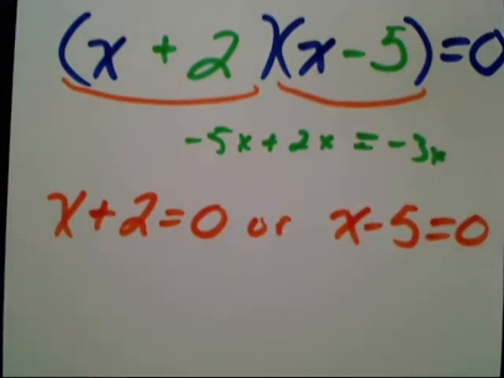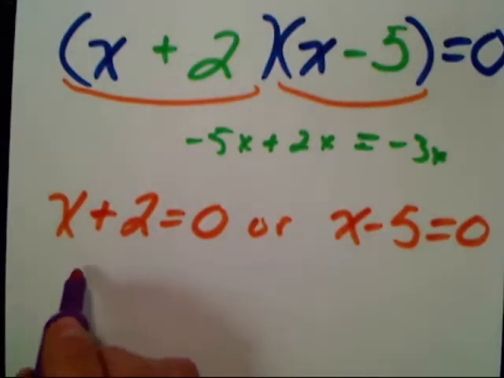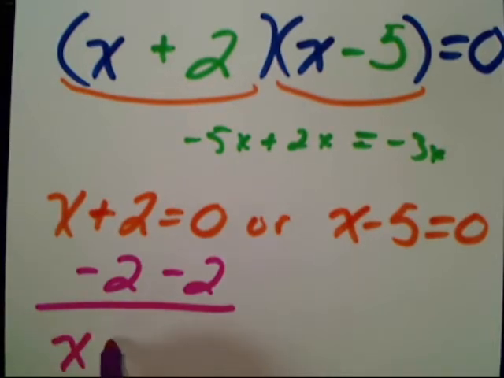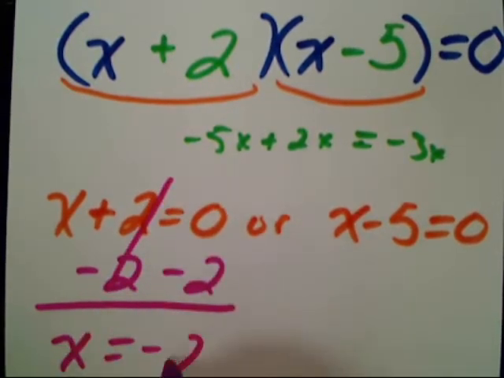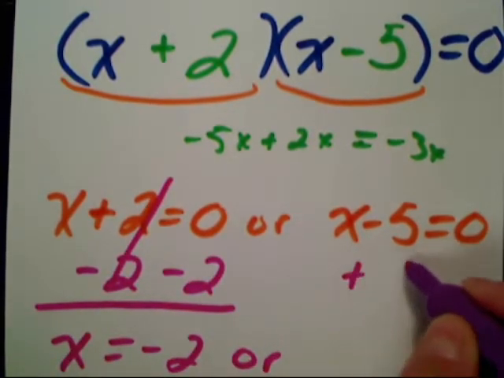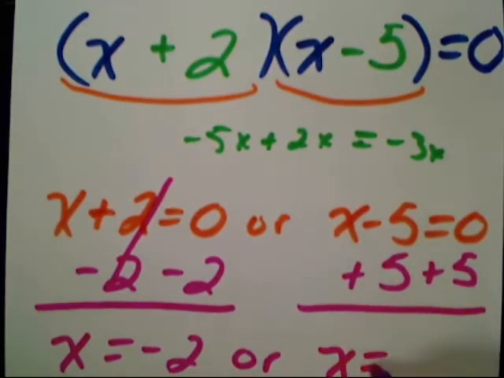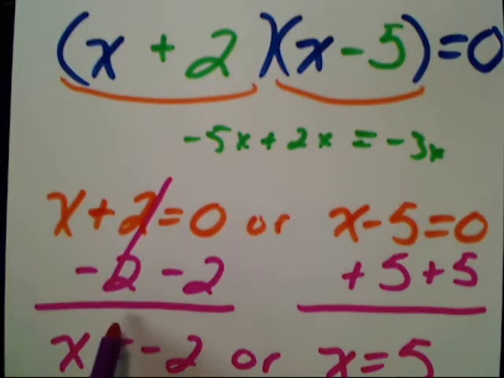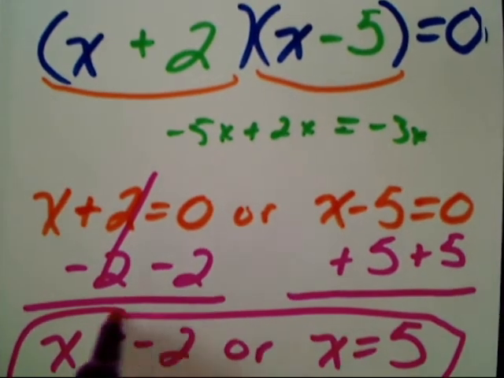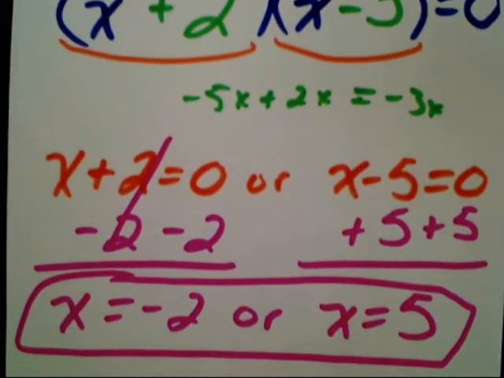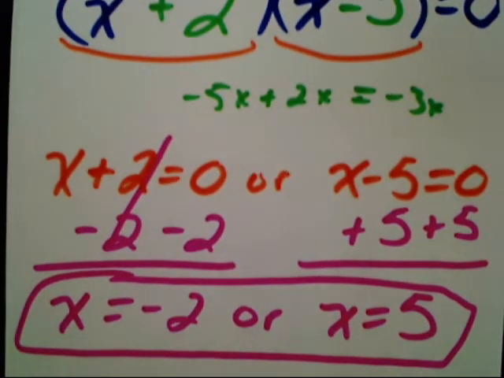Once again, I made it fairly easy on us by making it a simple one-step problem here on both of them, so we can come up with our answer a little bit faster. Those are our 2 solutions. Either x is equal to -2 or x is equal to 5 to solve for this equation.